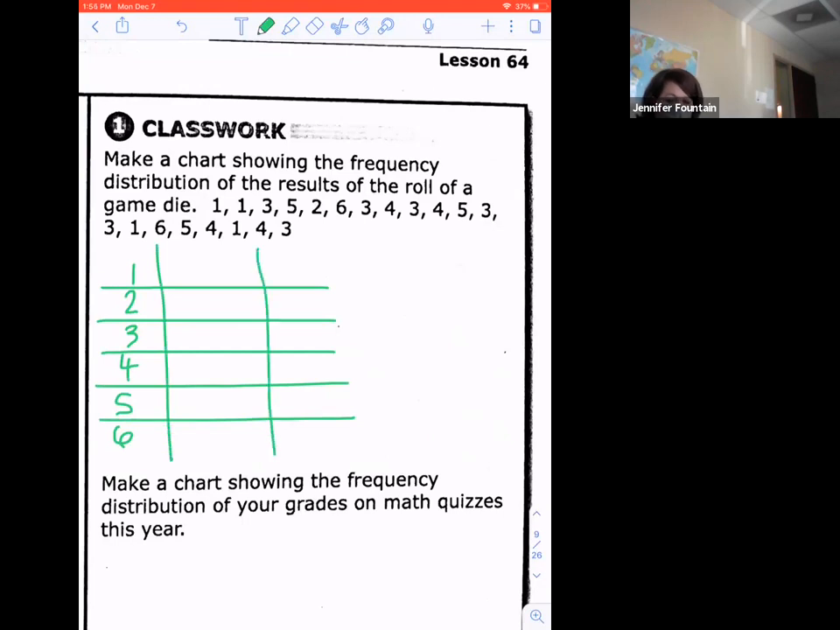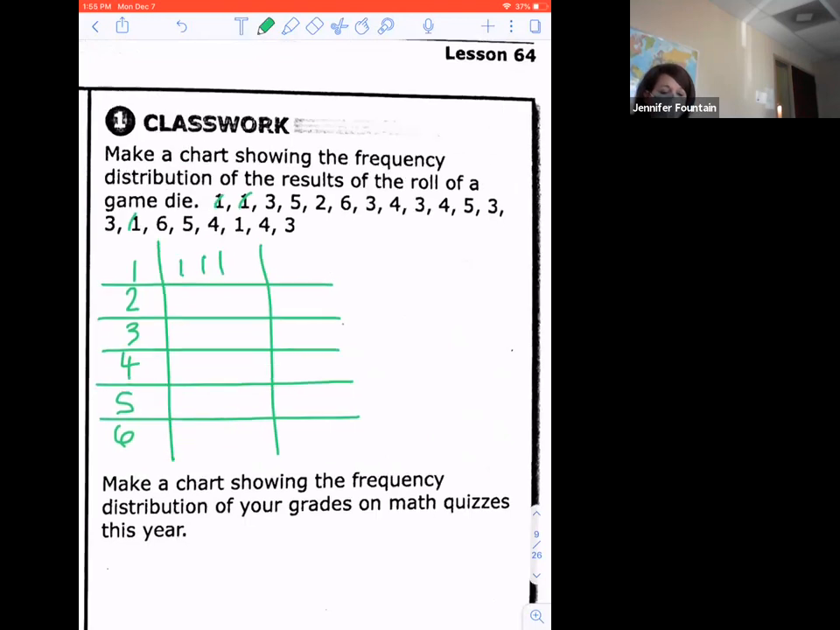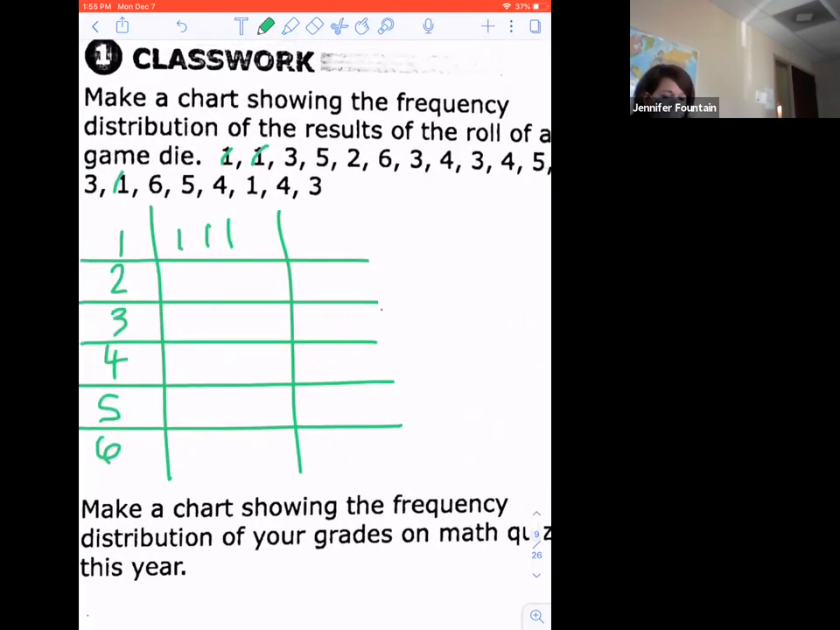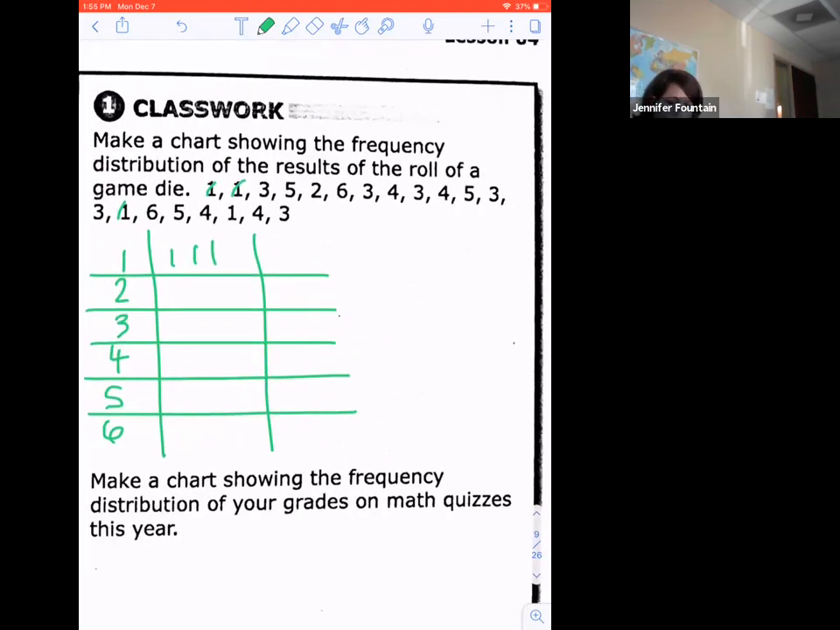Okay, now I've got to look. How many ones do I see? There's one. Okay, so I'm putting a tally mark each time I cross off a number. I put a tally. Let's look for twos. I've got 2. And that's it. Going for 3.